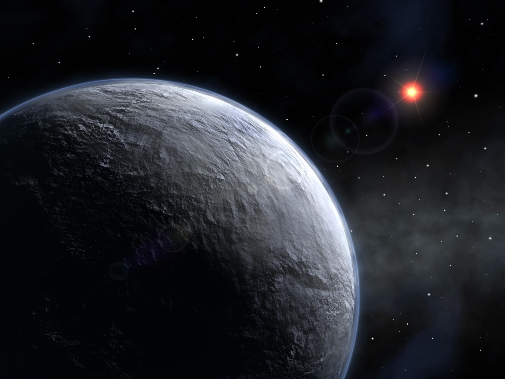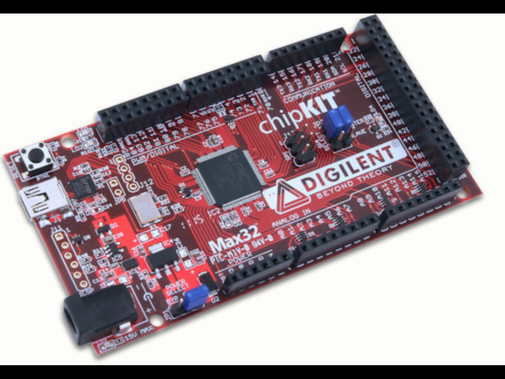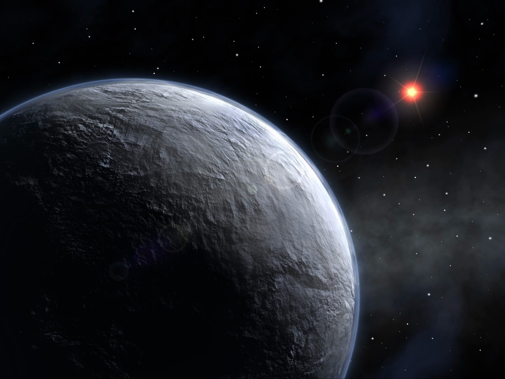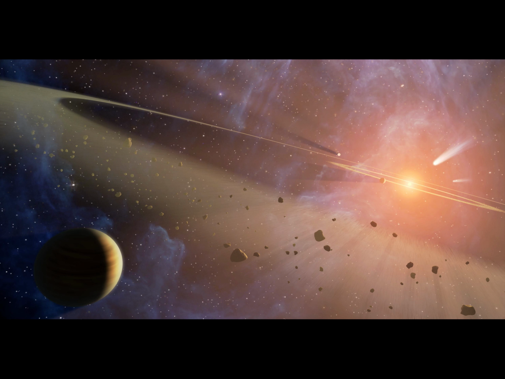For our project, we decided to track exoplanets using the MAX32 and the Raspberry Pi. To give a brief explanation of what exactly our project is trying to look at, an exoplanet is any planet that is outside of our own solar system.